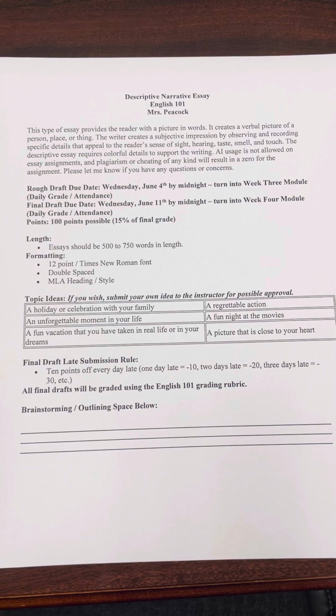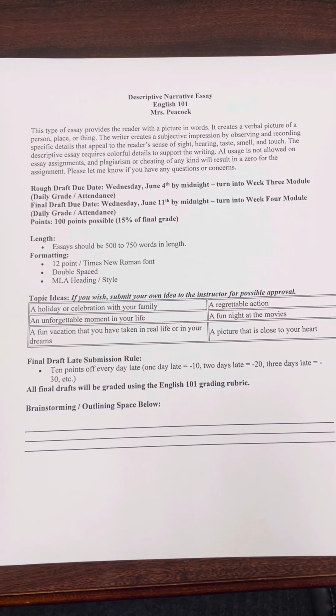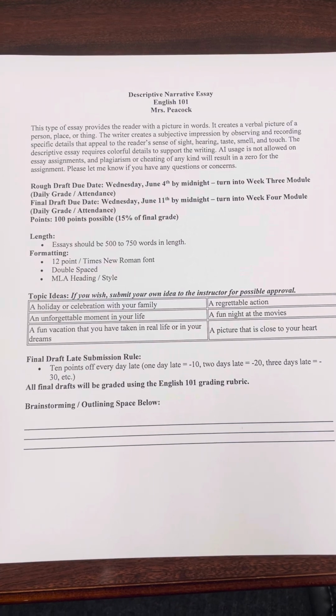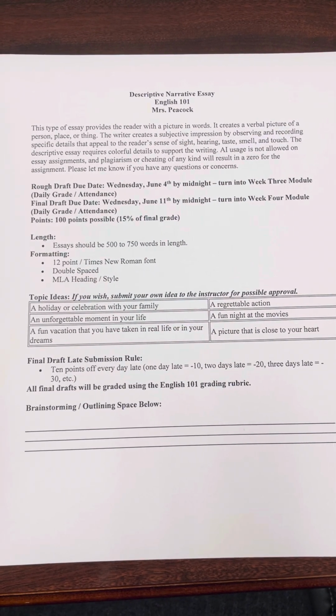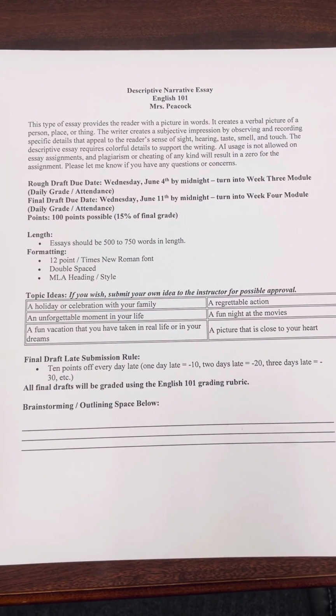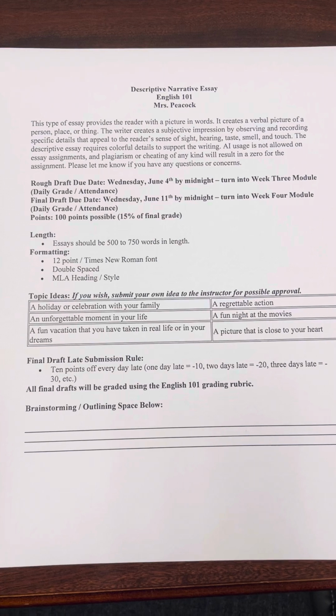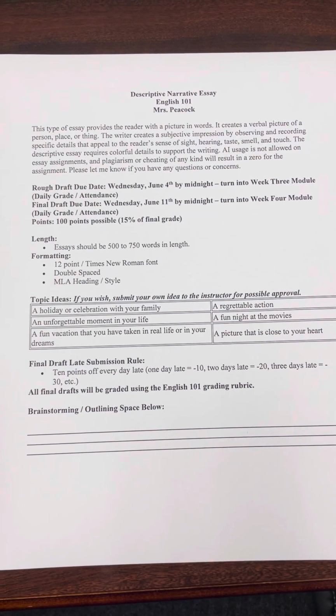The way that the class is structured, you'll have rough draft due dates and final draft due dates. The rough draft is the essay that's going to have some grammar errors, it may be incomplete or have some formatting issues, but you'll have what's called peer review, where your classmates will read over your essays and give you feedback on what needs to be improved before you turn in your final draft. The final draft is the one I will grade.